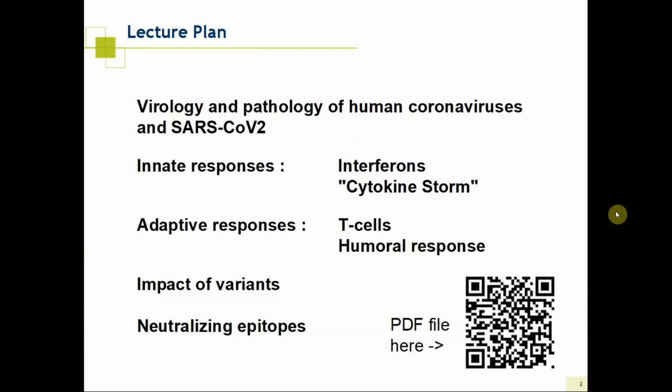So basically what I'm going to do is give you some reminders about basic coronavirus virology and a reminder about the pathology of COVID-19 compared to seasonal human coronaviruses. So that will be the background. And then in terms of the immune response, I'm going to talk firstly about innate responses, particularly the interferon system, and a little bit about the concept of the cytokine storm. And then afterwards, I'm going to go on to the adaptive response, first T cells and then antibodies. And this will bring me on to the topic of these variant viruses, their escape from neutralization, and I'm going to end with a little bit about neutralizing epitopes. So that's the overall plan.